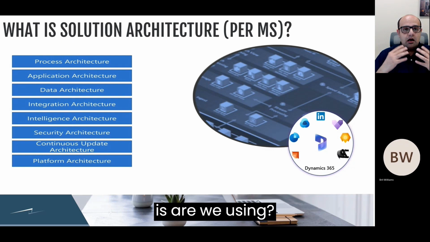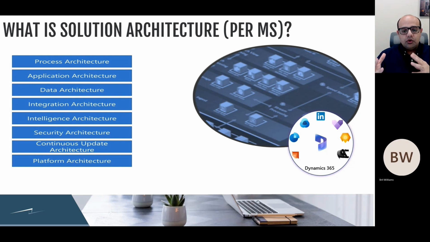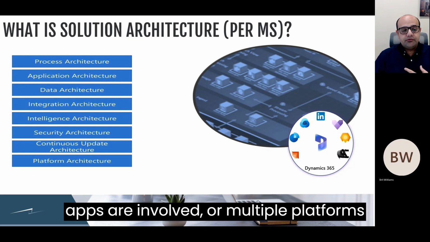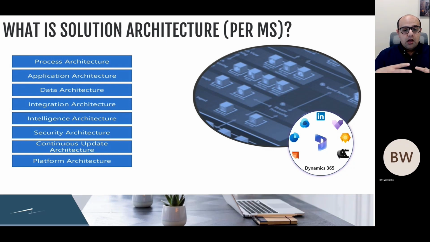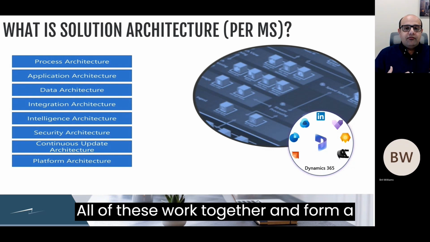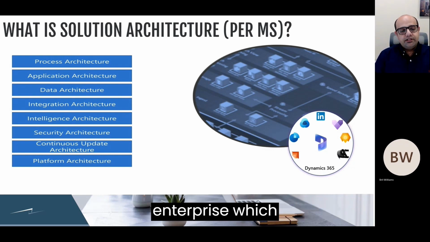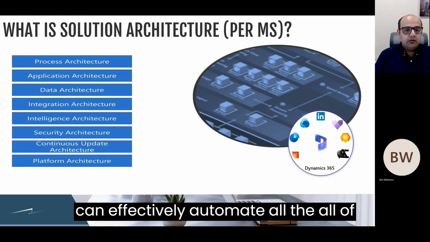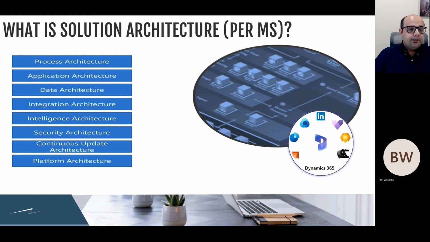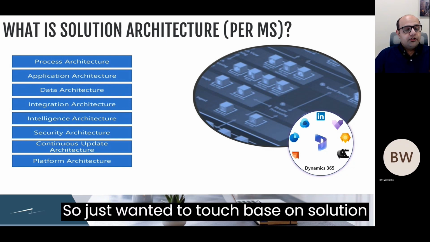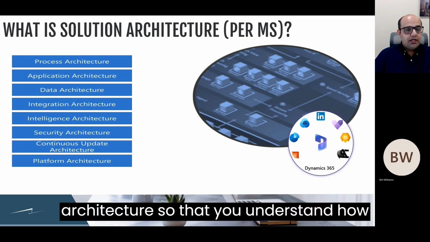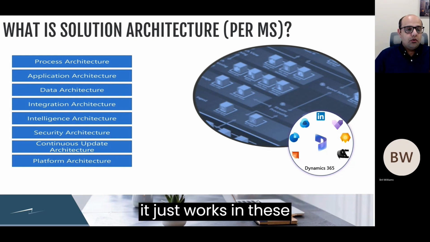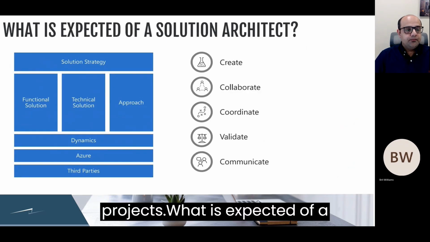Platform architecture is, are we using one platform versus another, or are multiple apps or multiple platforms involved. All of these work together and form a solution blueprint for a connected enterprise, which can effectively automate all of their processes. So I just want to touch base on solution architecture so that you understand how Microsoft sees it and how it works in these projects.